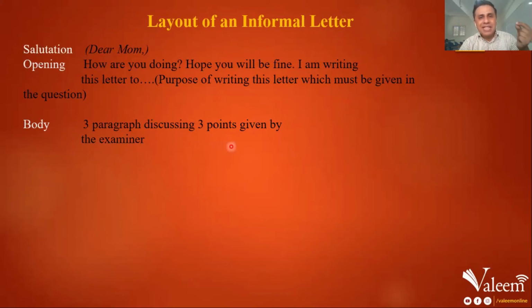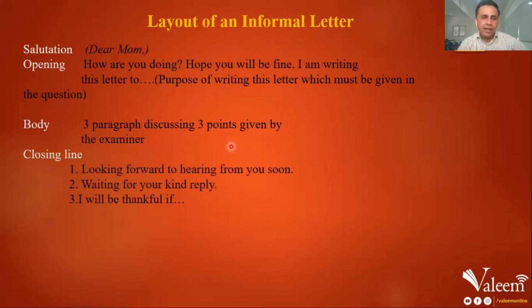You have to discuss each point in different paragraphs. Examiner always gives 3 points in the question paper, and you have to discuss those 3 points in 3 different paragraphs. So one is the opening paragraph, and 3 paragraphs, the 3 points given by the examiner. So altogether now these are the 4 paragraphs. And then comes the closing line. Now there could be 3 different closing lines, that depends on you, and depends on what the letter demands you to write as the closing line.